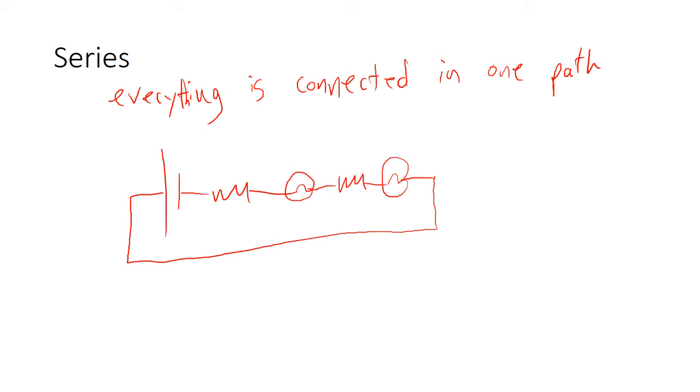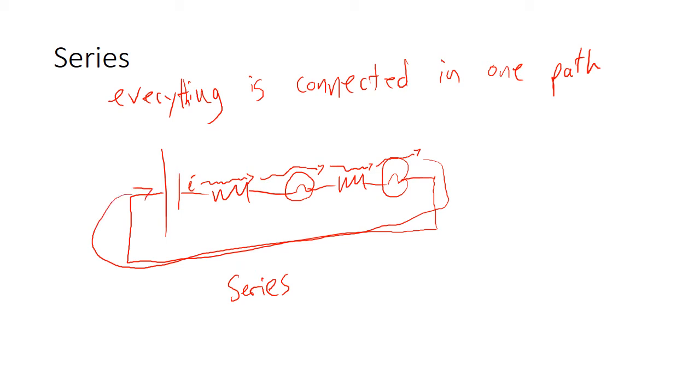So this is a series circuit. A series circuit has everything in one path. You should notice that if I were an electron, I would go through this resistor, and then I would go through this light bulb, and then I'd go through the other resistor, and then I'd go through the other light bulb, and then I'd go wee, all the way home to the battery again. So you have to go through everything in a series circuit. Okay? There is no escape.